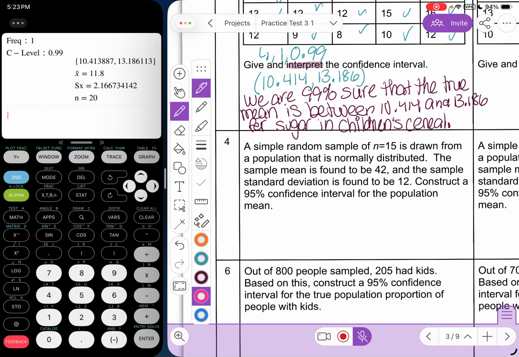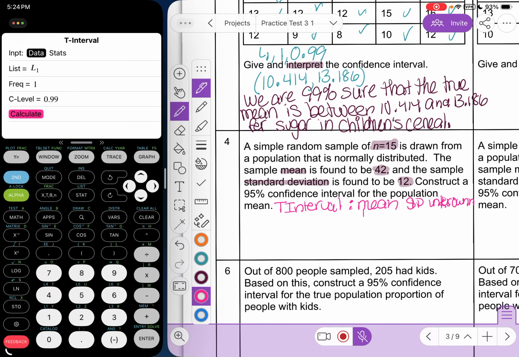A simple random sample of n equals 15 is drawn from a population that's normally distributed. The sample mean is found to be 42, and the sample standard deviation is found to be 12. Construct a 95% confidence interval for the population mean. So we're still dealing with mean, so it's going to be a t-interval because we have the mean, but we have no population standard deviation. Unknown. Okay. So t-interval.